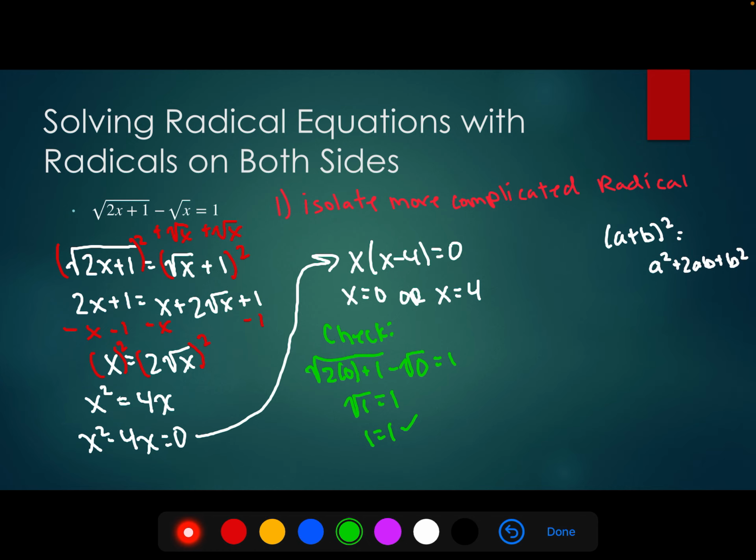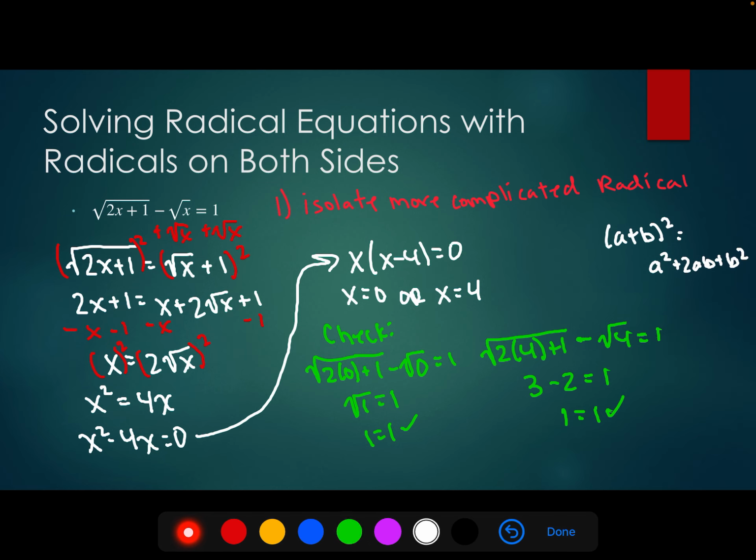Next, we have to plug in that x is equal to 4. Same thing: now we have the square root of 2 times 4 plus 1 minus the square root of 4 is equal to 1. This simplifies underneath the radical to 9. The square root of 9 is equal to 3, and the square root of 4 is equal to 2. So it says 3 minus 2 is equal to 1, or 1 is equal to 1. So that also holds true.